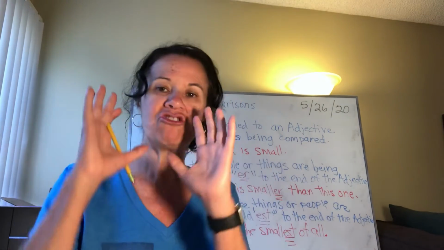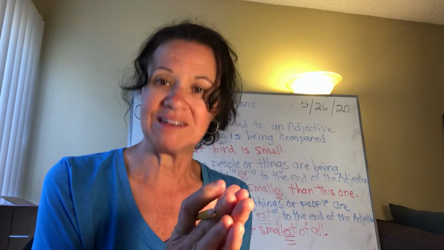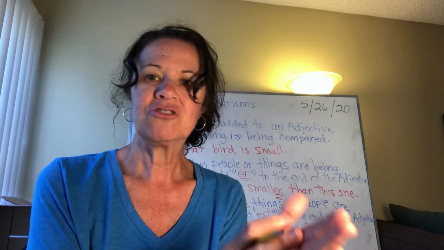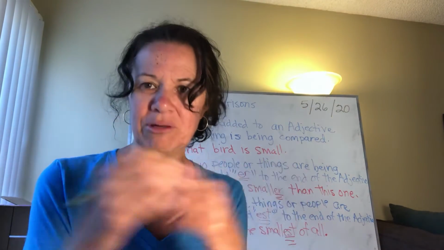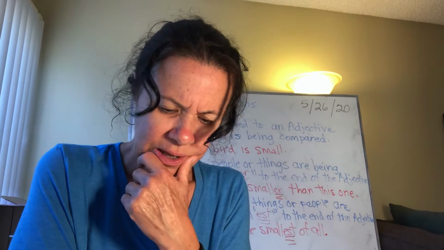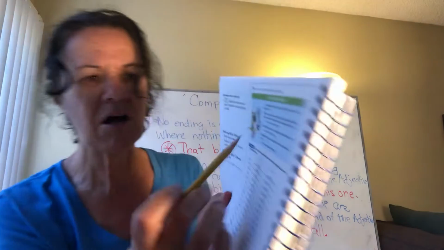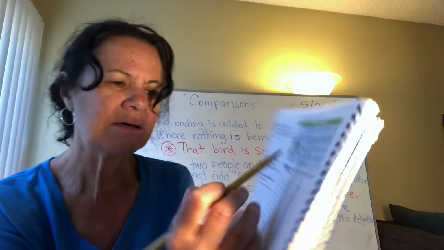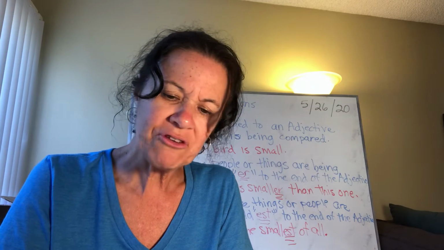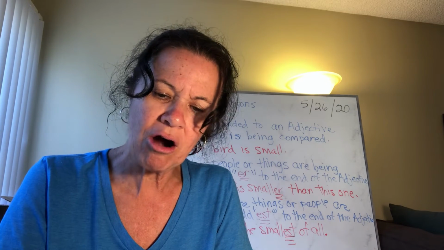So when you have a short vowel sound in front of a consonant, when you're going to add an ER or an EST to the adjective, you'll double the consonant. If you don't, you leave it. The next rule says, if the adjective ends in an E, drop the final E before adding ER or EST.